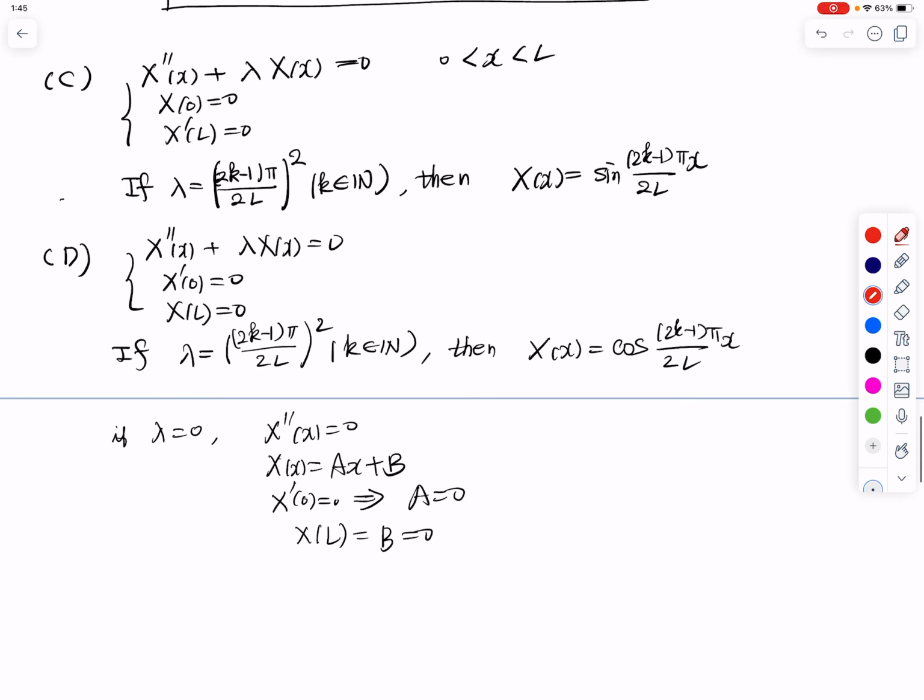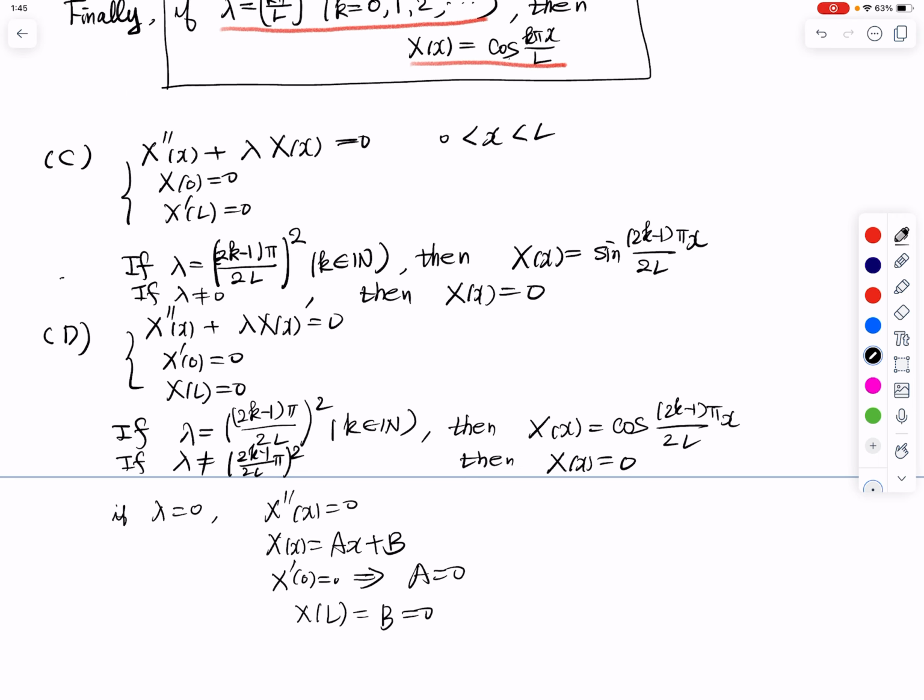Eigenvalue. Otherwise, in this case, you can check by yourself, if lambda is different from this, then X(x) should be 0. Here also, if lambda is different from ((2k minus 1) pi over 2L) squared, then X(x) equals 0. Okay. So these solutions are very, very important.